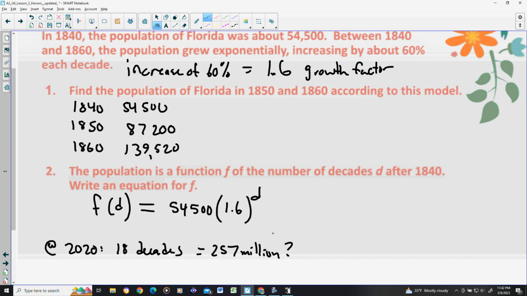Does Florida have a population of 257 million? No, that's like 3/4 of the United States. No, Florida has about a tenth of that. So what does that mean? It means that, well, this 60%, I guess it hasn't held steady the whole time. There's only 60% in this particular range. Outside of this range, the growth rate was some other different number. Looks like a lot less.